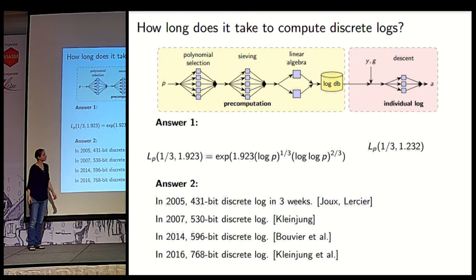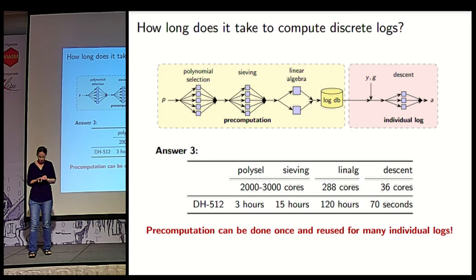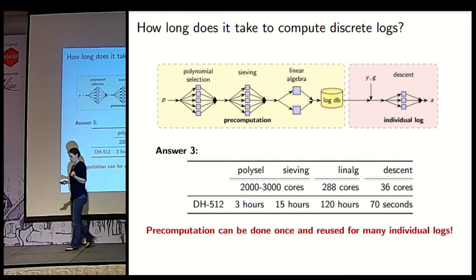So in order to understand the feasibility of these kinds of computations, here's a series of records for mod p discrete log. The current record was announced earlier this year. It's a 768-bit discrete log. For the purposes of our 512-bit computation, the really relevant part is the constant in the exponent, that's a big deal.